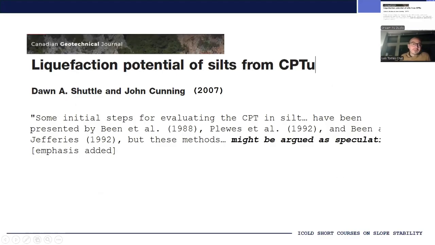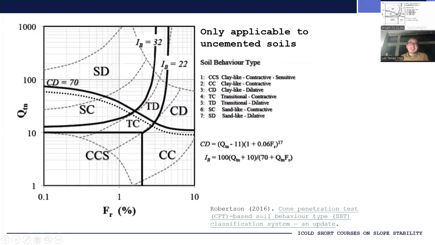We see this paper from 2007 from Don Shuttle and John Cunning. They point out that some initial steps for evaluating the CPT in silt have been presented by, among others, Plewes et al. 1992. That is the Plewes method. But these methods might be argued as speculative. So we have gone now from surprisingly accurate to speculative. Please keep that in mind.